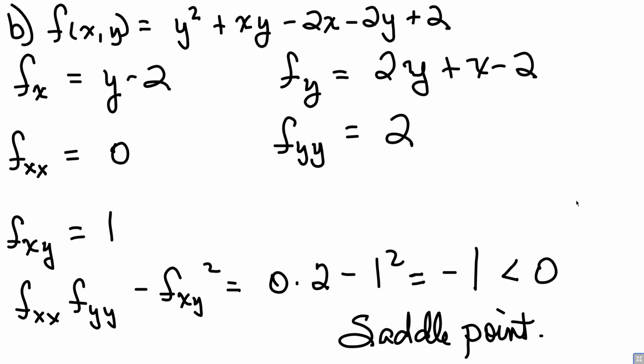So let's figure out where the saddle point is going to happen. To figure that out, we're going to set the partial of f with respect to x equal to 0, and the partial with respect to y of f equal to 0. If we do that, for the first one, we're going to have y minus 2 is equal to 0. So we know that y is going to be what? It's going to be 2.